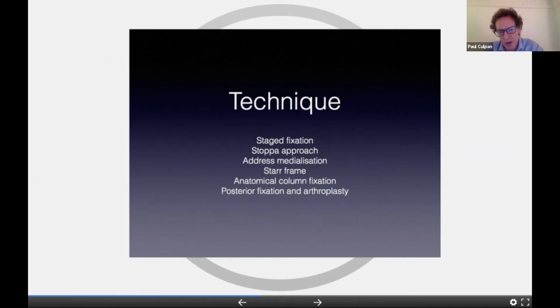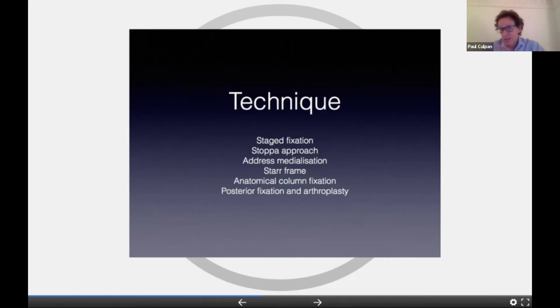So our technique has a tendency to be a staged procedure, particularly when the anterior column or the medialization through a stoppa approach is being addressed. I tend to do this through a staged procedure still. The stoppa approach has been invaluable in being able to access the medial quadrilateral plate and buttress that back fairly minimally invasively, correct the overall anatomy so we're able to address the medialization.